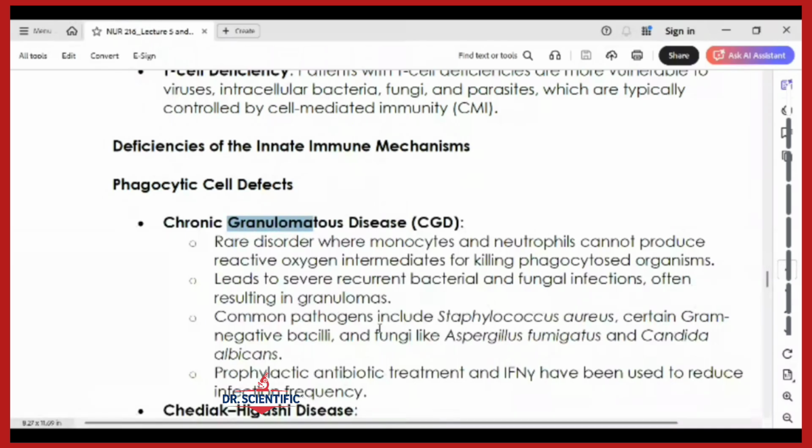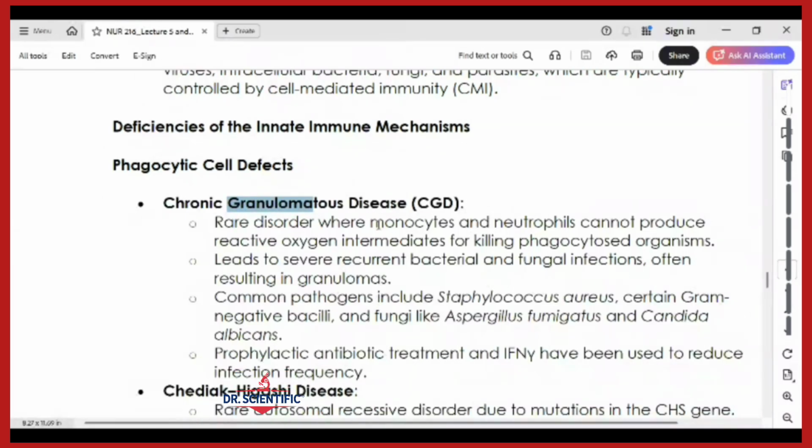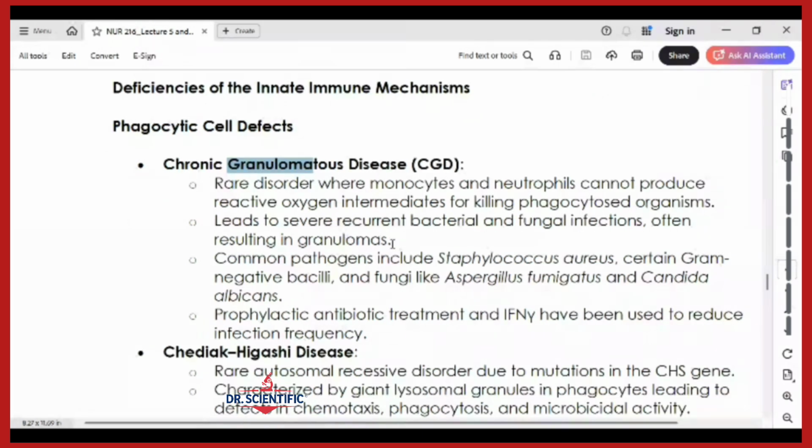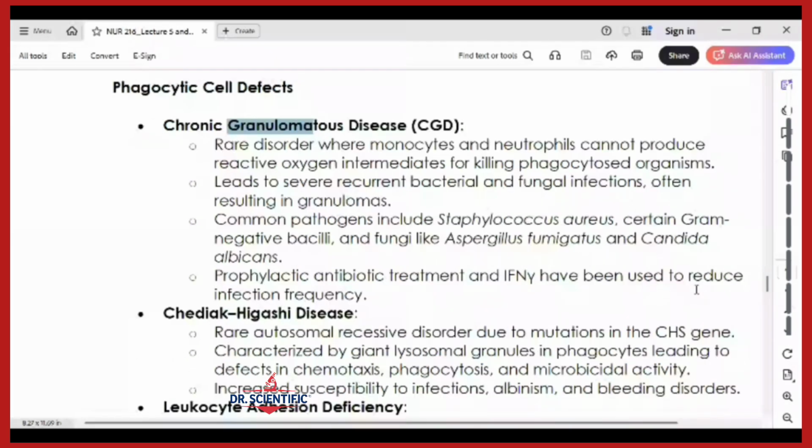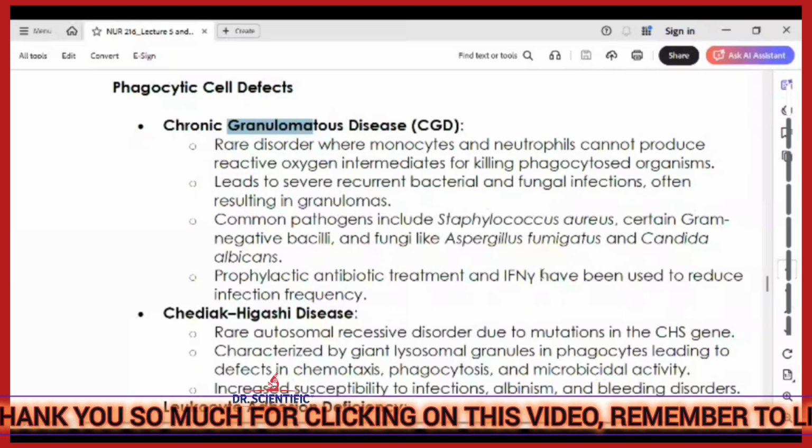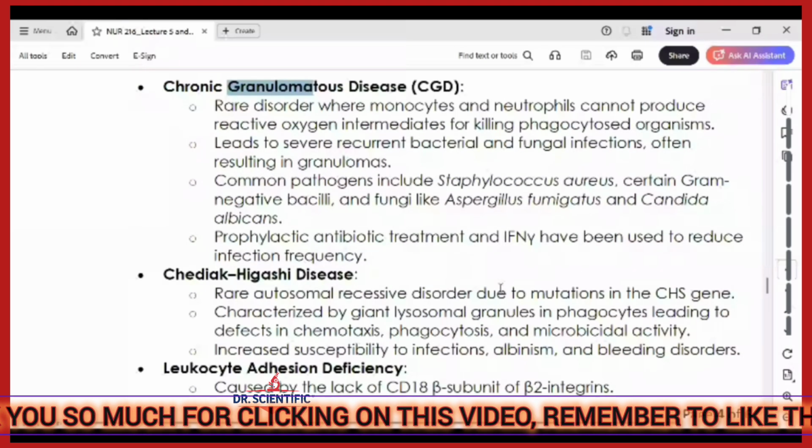So these individuals are going to have recurrent bacterial and fungal infections, often resulting in granulomas. Because these cells are unable to work well, they are probably going to merge and form granulomas. These individuals mostly suffer from Staphylococcus aureus, which is a bacterium, and from fungal infections like Aspergillus fumigatus and Candida albicans. We try to treat these individuals with interferon gamma.